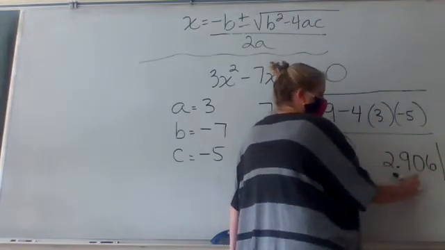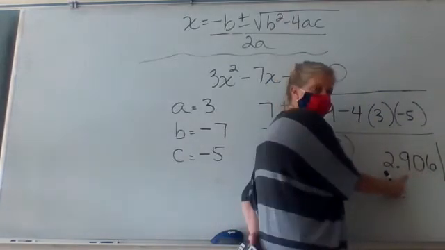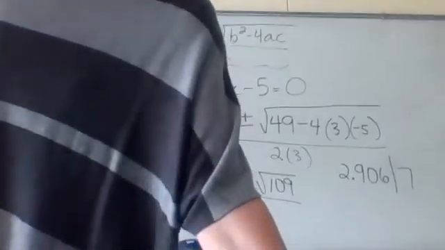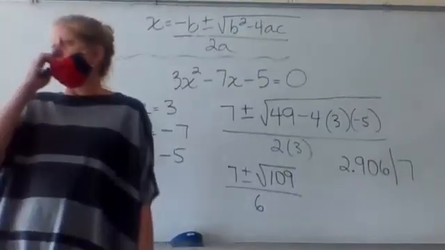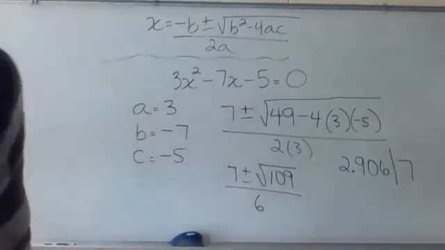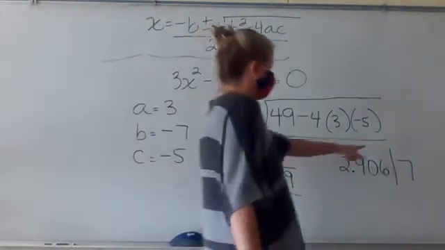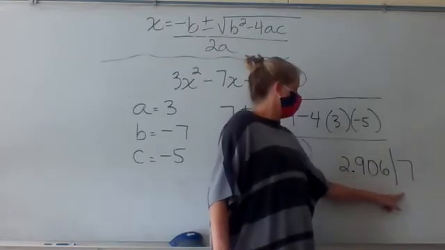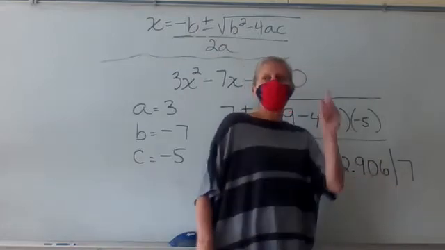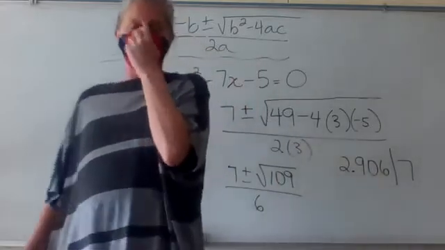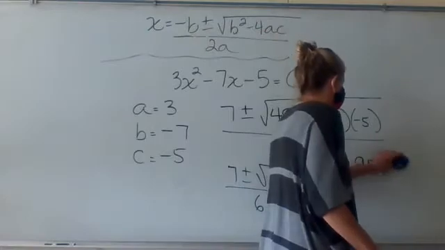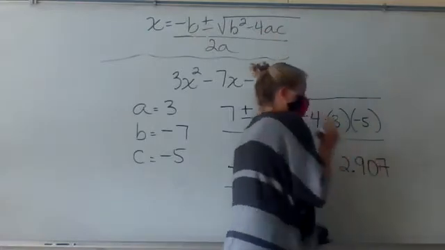Again, I went 3 spaces because that's what it's going to want me to round it to. And then I went 1 more, right, to get that number that tells me whether I'm rounding up or not. So in this case, the number after is a 7, which means this 6 does round up to 7 since the number after it was 5 or greater. So I would have 2.907.